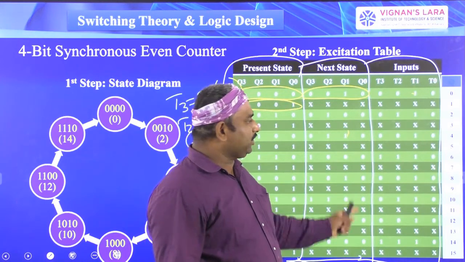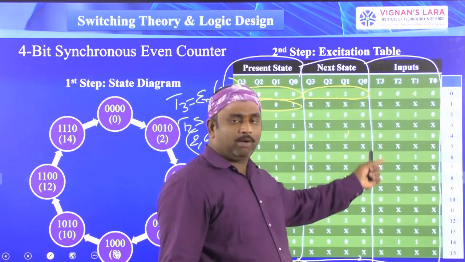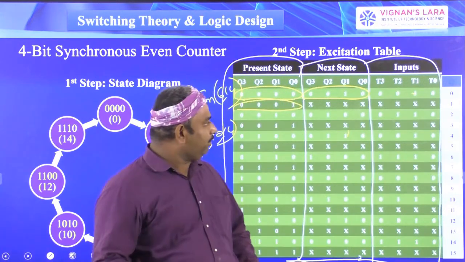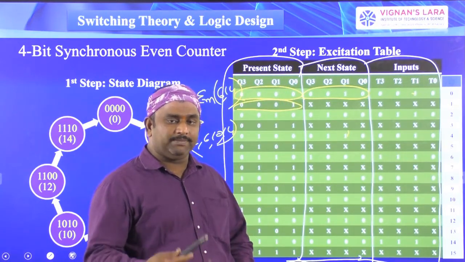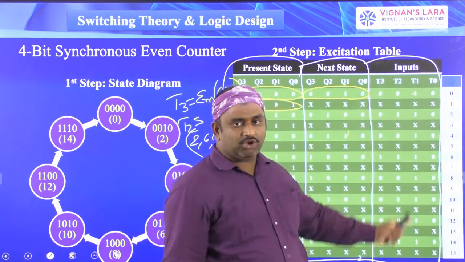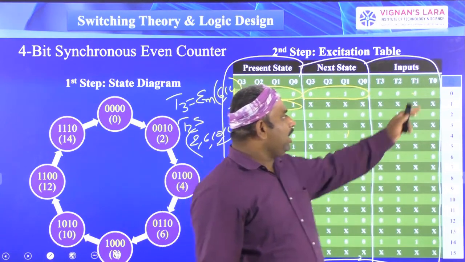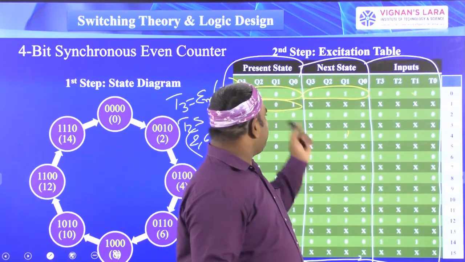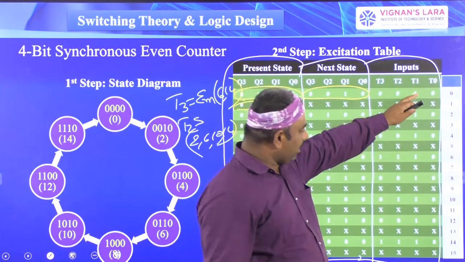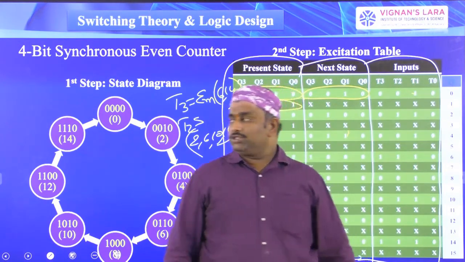For the even operations, M0, M2, M4, M6, M8, M10, M12, M14, for all these combinations it is 1, and the remaining combinations we have represented as don't care. And coming to T0, for M0 it is equal to 0. Here all zeros are there. No 1 is available.